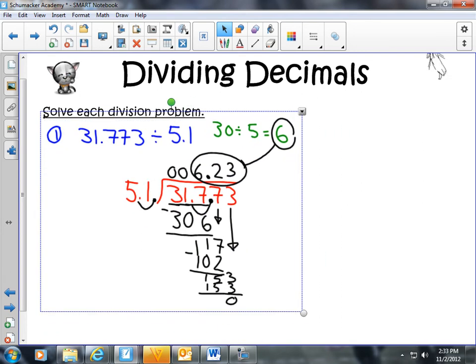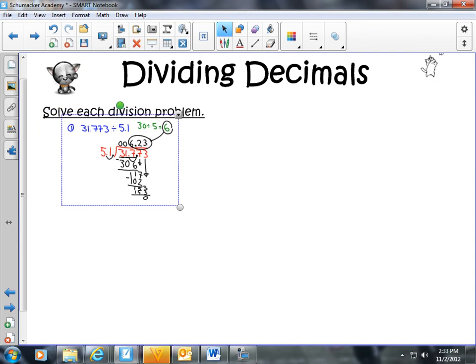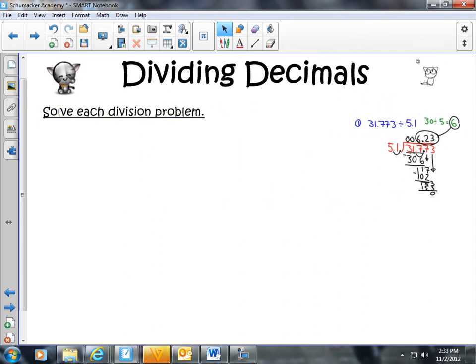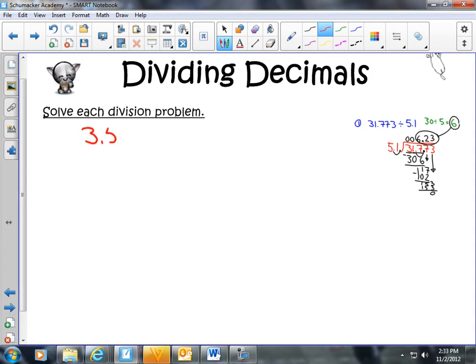Let's try another one. Make sure that you're getting it completely. Put this one over here. I think I'll have to write a little smaller this time. All right, so our next problem. Let's do 3.5778, or 3 and 5,778 ten-thousandths, divided by 0.89, or 89 hundredths.